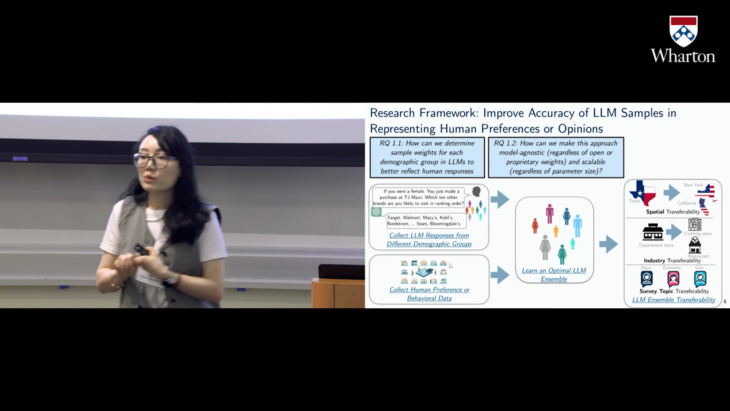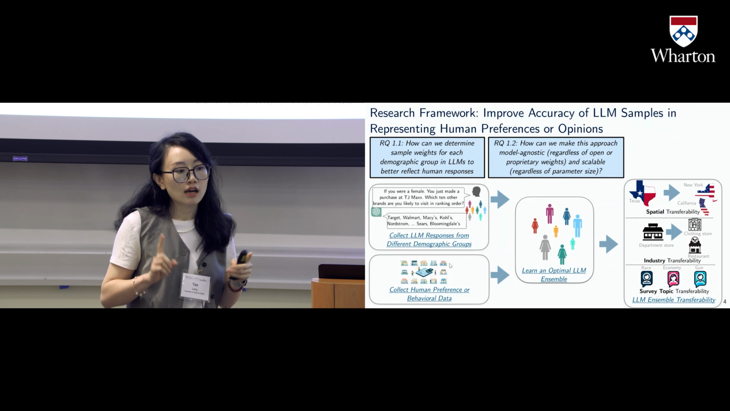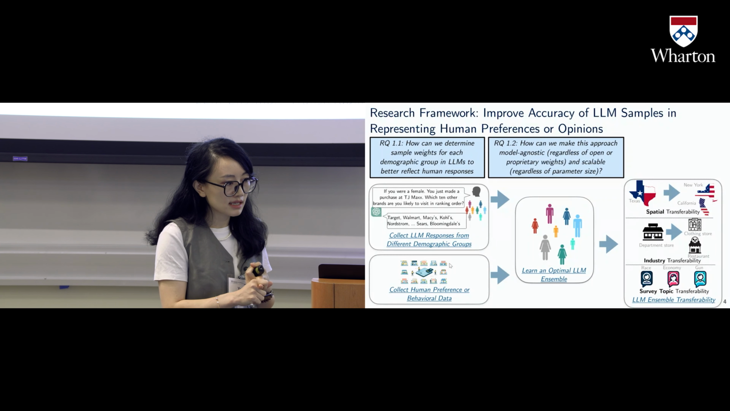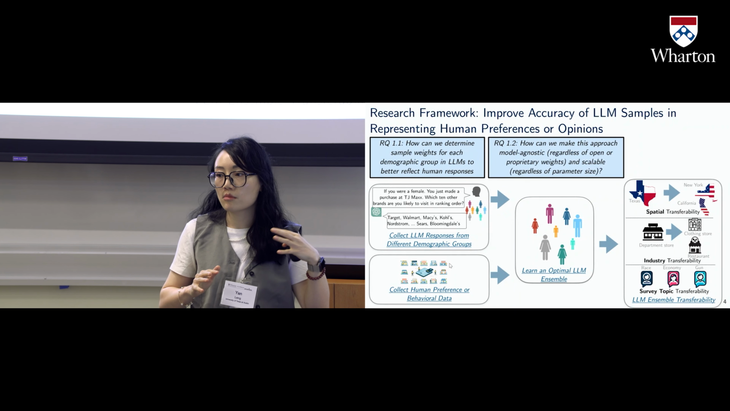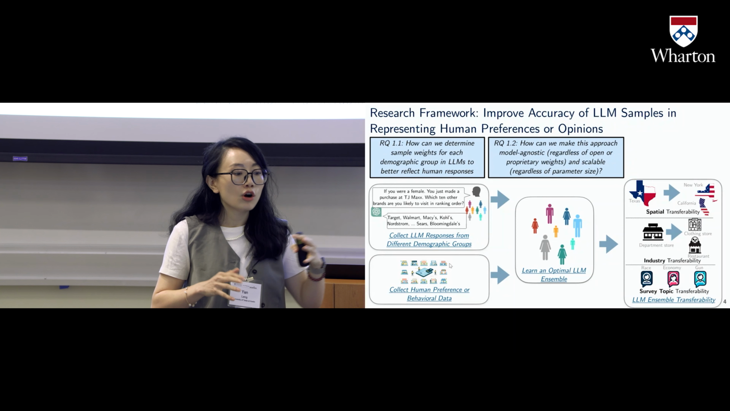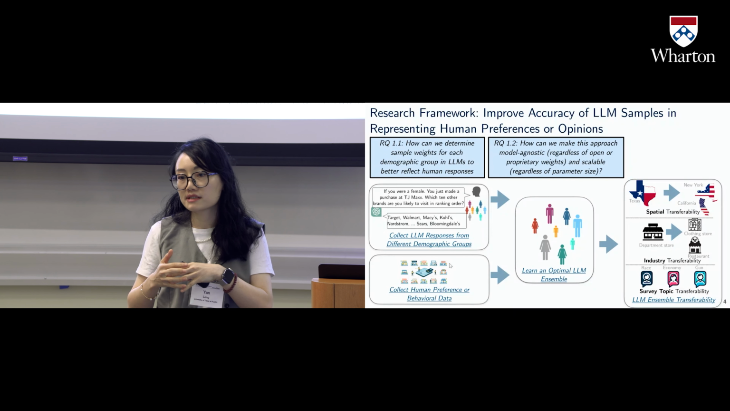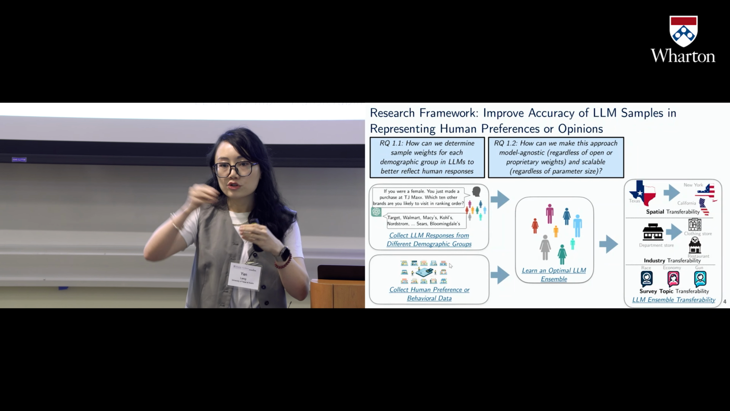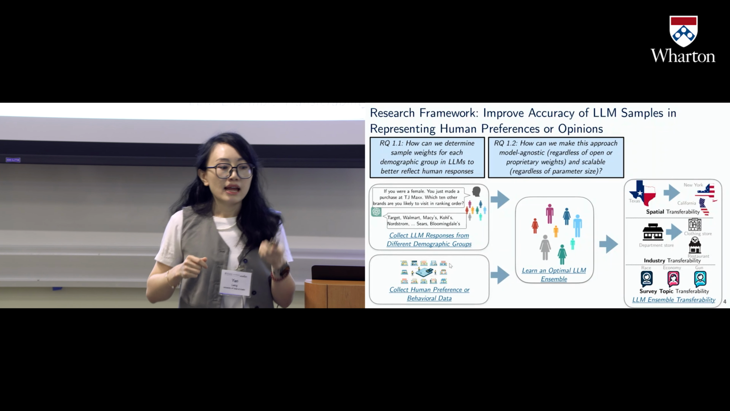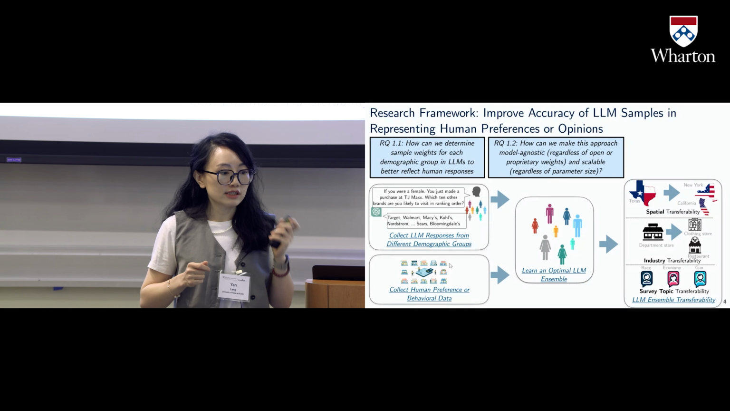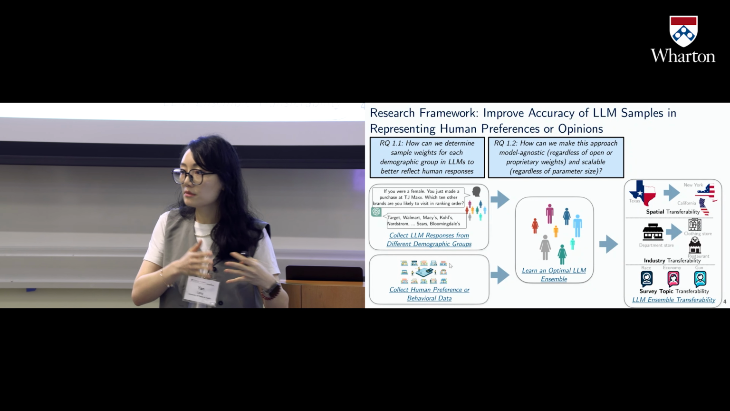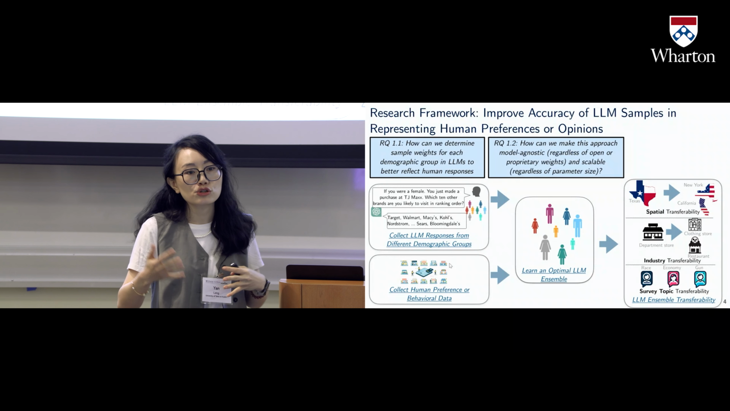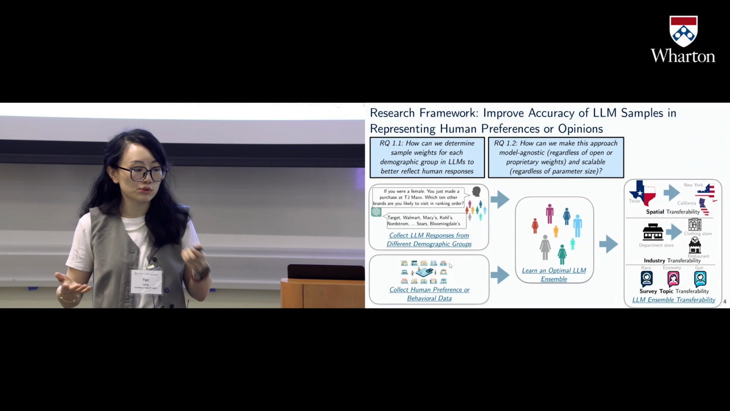At the same time, we want the model to have good properties. First, we want it to be model agnostic, meaning that it should work regardless of the model being open weight, like Llama, or proprietary, such as Gemini or GPT. And it should be able to work on top of different model iterations. Second, it should be scalable, meaning that it should be accessible to social scientists and practitioners who don't have a lot of computational resources.